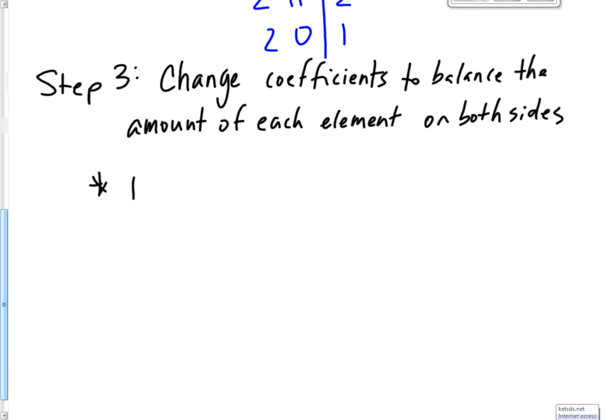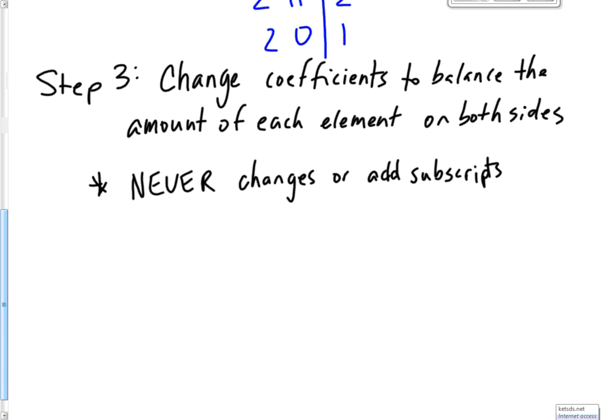First rule is never change or add subscripts. Okay, you could not change H2O to H2O2. Okay, it's not how that works because those are 2 different products. Okay, so you don't want to do that. And you couldn't change this to like H3O if you needed another hydrogen.